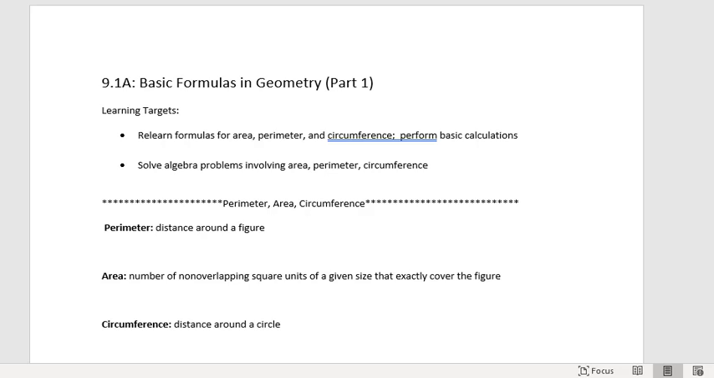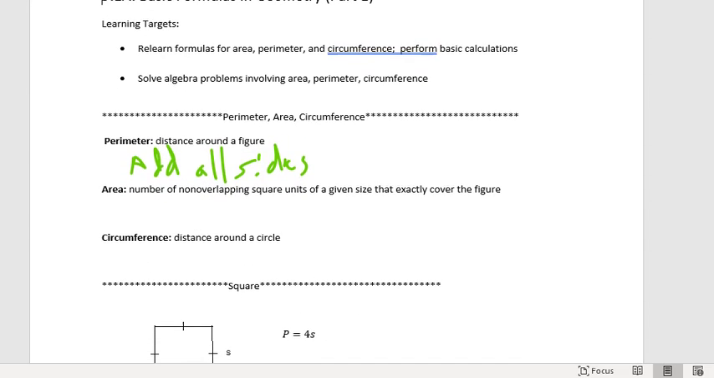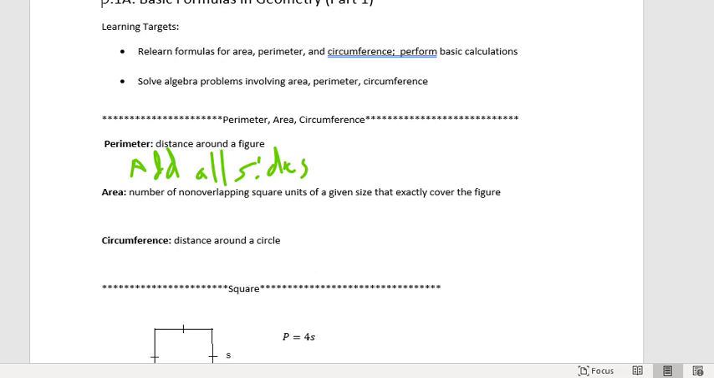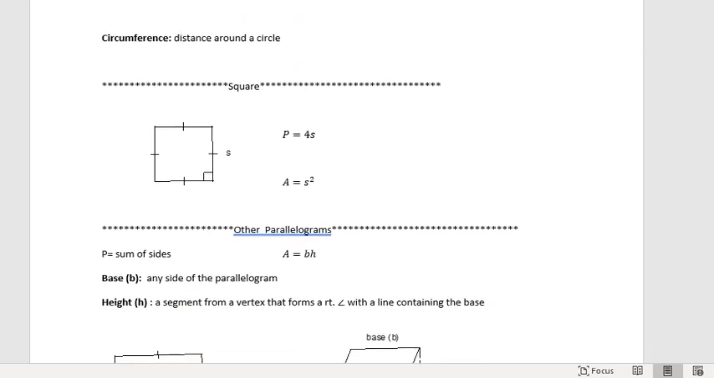So remember, the perimeter is the distance around the figure. How do we find that? We add all sides. All right, area is the number of non-overlapping square units of a given size that exactly covers the figure. We'll go over different formulas for different shapes today. And circumference is the distance around a circle.